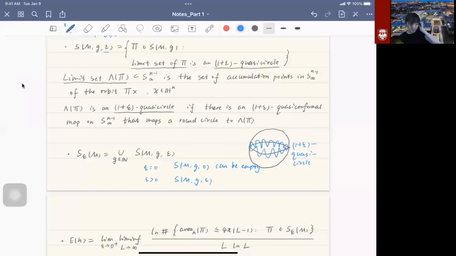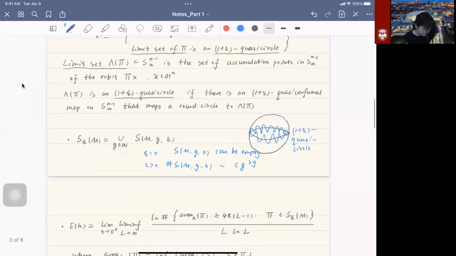And actually, it was evaluated by Kahn and Markovic that the number of candidates in this set is comparable to a constant times g to the power 2g, that depends on the genus g. Okay, that's our set S(M, g, epsilon). And if we take the union over all the genus g, we get this larger set S_epsilon(M).